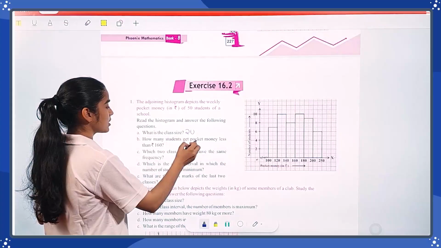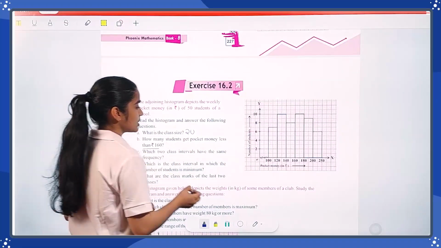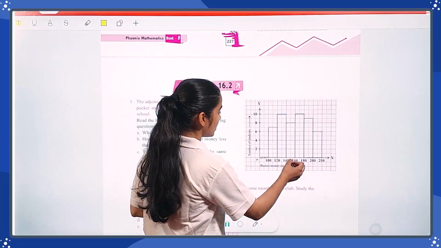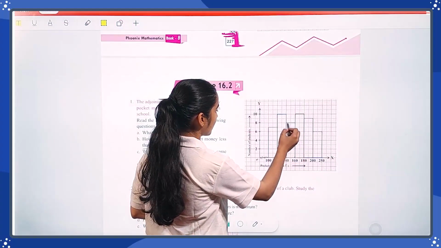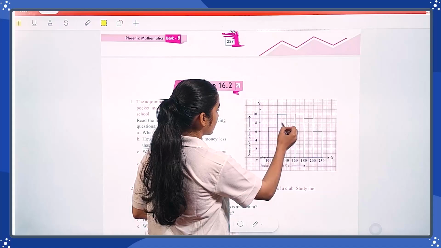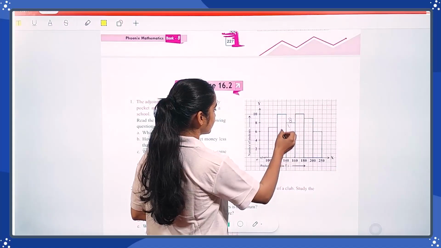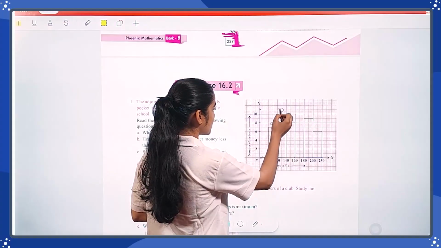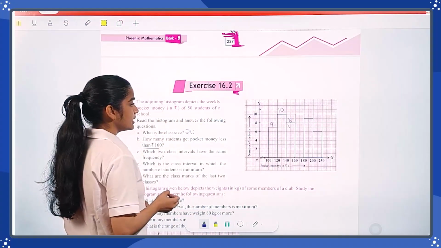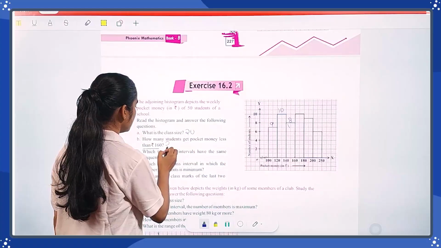How many students get pocket money less than 160? So less than 160 get 8, 10, 9. 9 plus 10 plus 8. 19 plus 8 is 27.